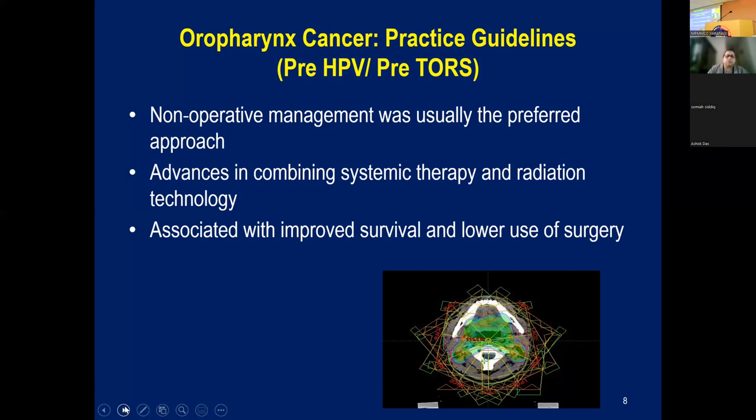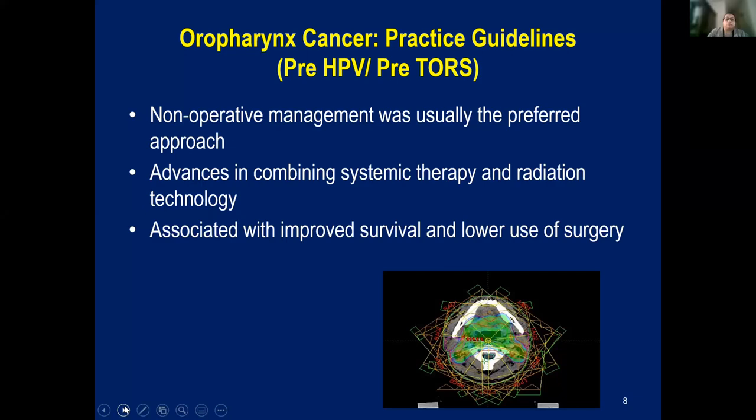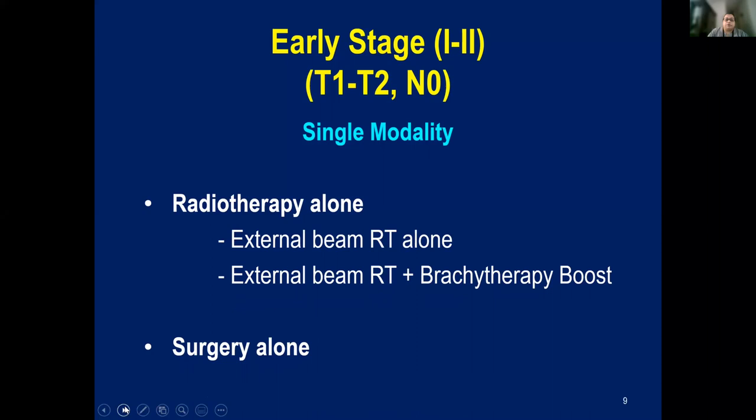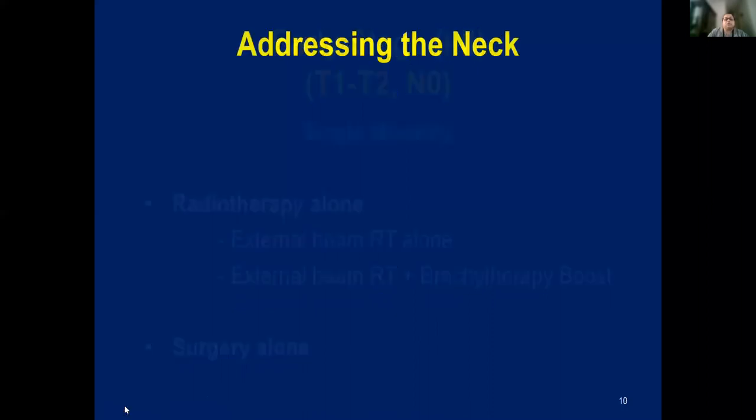All this was associated with improved survival, and preferably in this site, the standard of care was a lower use of surgery. So if we look at the pre-TORS, pre-HPV era for early stage disease, it was single modality treatment, either radiotherapy alone, which was either external beam radiotherapy alone or external beam radiotherapy with a brachytherapy boost in suitable cases, or surgery alone.